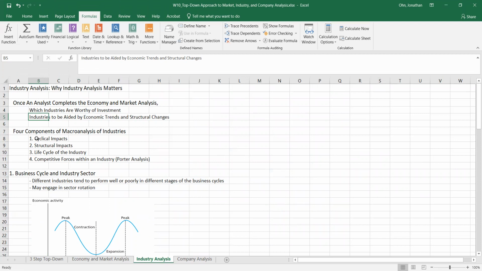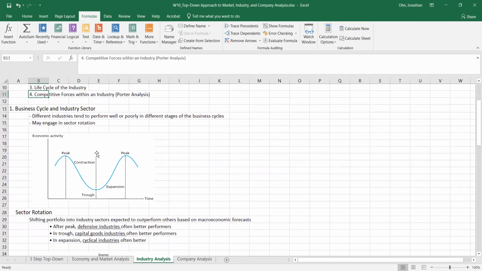The first one is cyclical impact, the business cycle, right? And structural impact is non-business, non-economy-related, non-cycle factors. And then the life cycle of the industry, and competitive forces within the industry.